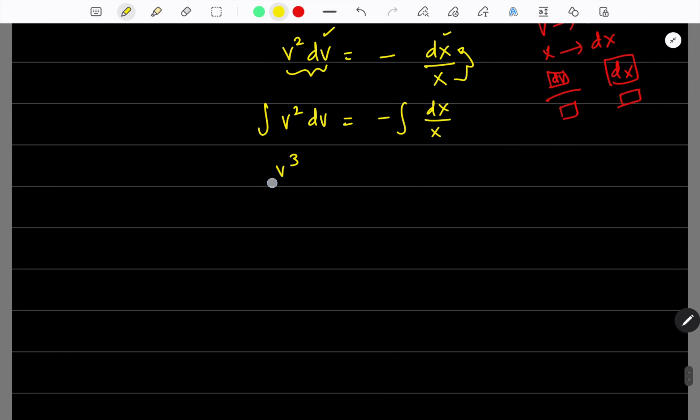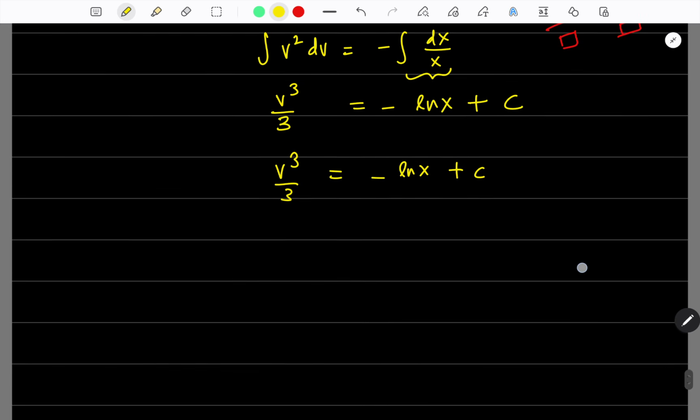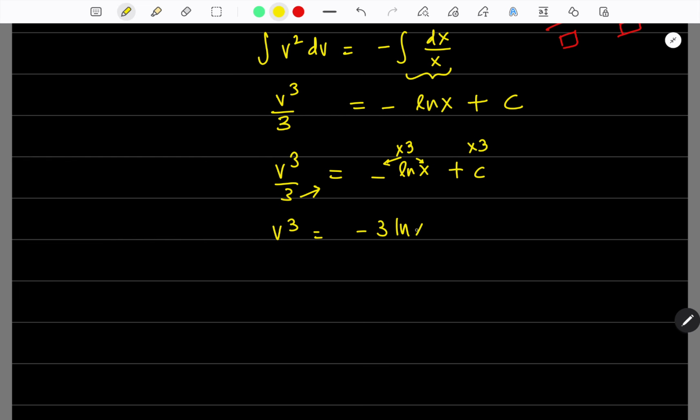What is the integral of v squared? v cube divided by 3. This is equal to minus, what is the integral of dx over x? ln x. Can I put ln c? No, plus c. So v cube divided by 3 is equal to minus ln x plus c. Now this 3 is a little bit disturbing, so I just cross multiply with this 3. Scalar multiply, don't take it inside ln, you should take it outside ln. Keep that in your mind. So v cube is equal to minus 3 ln x plus 3c.